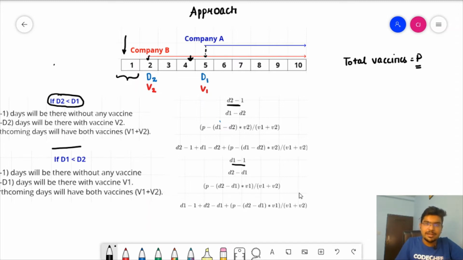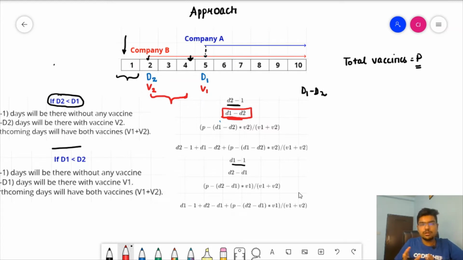So how many days are there on which only company B produces vaccines? That is D1 minus D2. Obviously these are the days where only company B produces the vaccines. So the second condition is: how many days are there on which only company B, which is producing first, can produce vaccines? That is D1 minus D2 days, right? So only on these days company B produces, right?